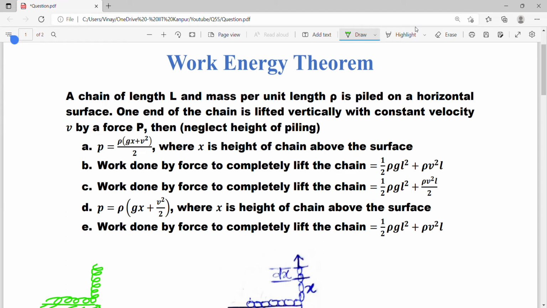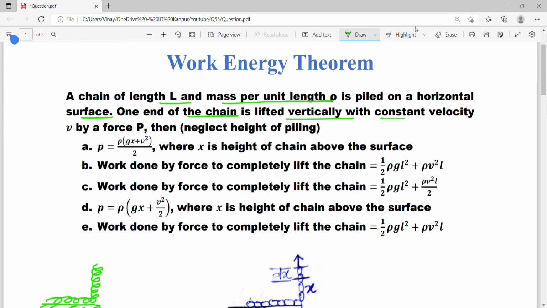Okay, so let me just start reading the question for you. A chain of length L and mass per unit length rho is piled on a horizontal surface. So there is a chain, piled basically on a horizontal surface, and then what you are doing, one end of the chain is lifted vertically. So one of the ends, you are lifting the chain with force p with constant velocity.